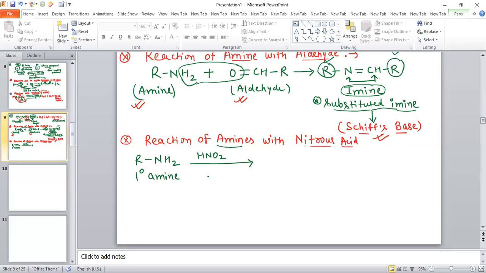so how is this HNO2 formed? This HNO2 is formed by NaNO2 plus HCl. So this NaNO2 plus HCl form HNO2, and basically the reaction is at 0 to 5 degrees Celsius. So at 0 to 5 degrees Celsius, this HNO2 is formed by NaNO2 and HCl. So what happens in this case? So first of all, this will convert into RN2 positive.